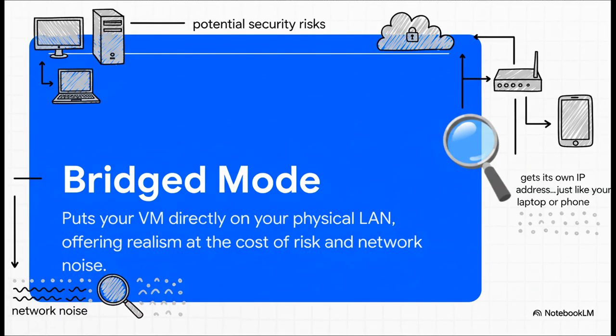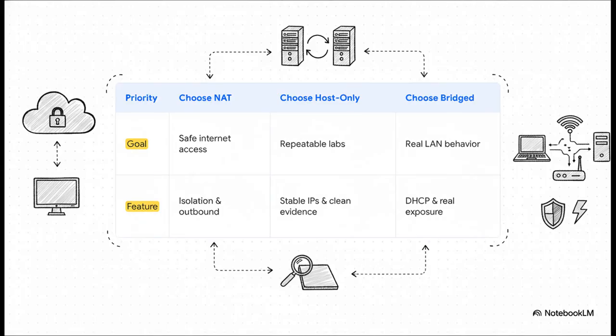And finally, there's bridged mode. This one is totally different. It basically puts your VM directly on your home network. It gets its own IP address from your Wi-Fi router, just like your laptop. Now, this gives you maximum realism, but it comes with big risks. You're potentially exposing a vulnerable machine to your network, and you're flooding your lab with a ton of extra network traffic.